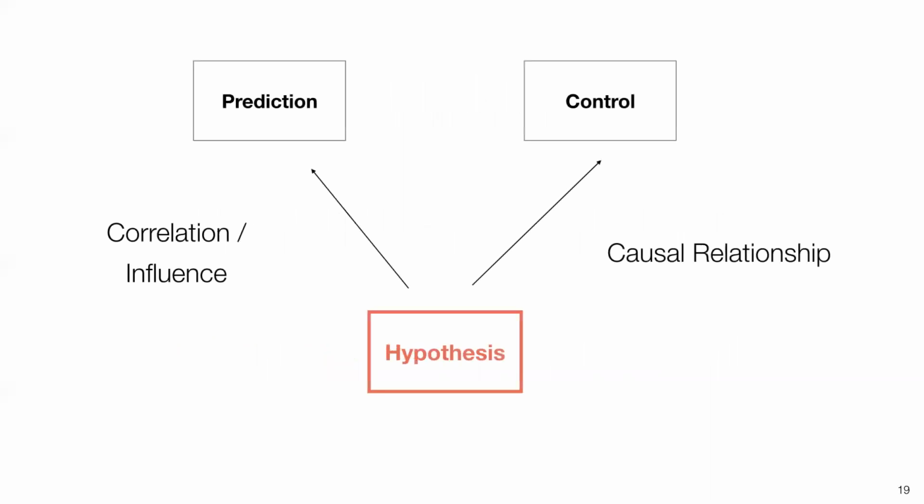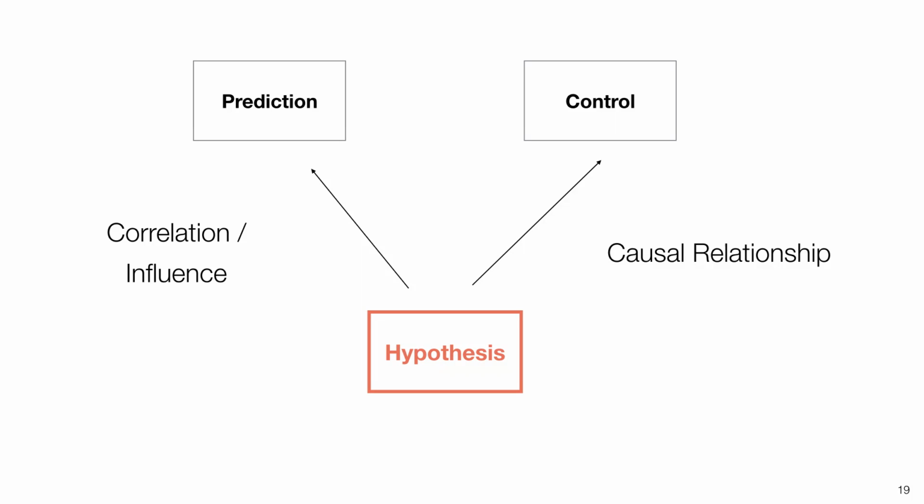So to do the prediction or control, you want to build a hypothesis. And in building a hypothesis, there are two kinds of things happening. In order to predict, you want to find a correlation, or an association between the variables. And in order to control, you want to find not just a correlation, but also a causal relationship. If you do one thing, that will make a difference in the target.